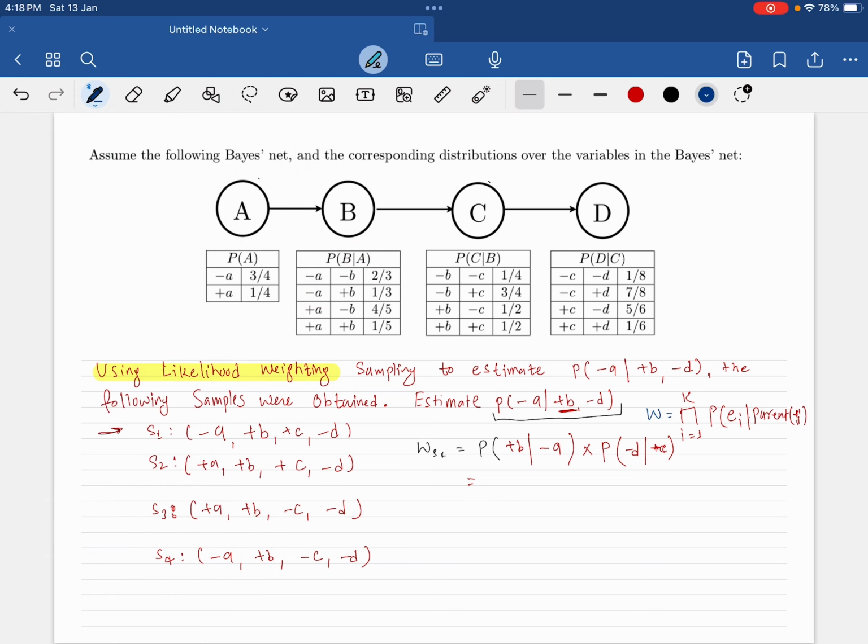So that will be 1 by 3 into probability of minus d given c. So look at your conditional probability table, minus d given plus c. So minus d given plus c, that is 5 by 6. So here we will write 5 by 6. That will be 5 divided by 18. And if you do the calculation, what you will get is 0.277.